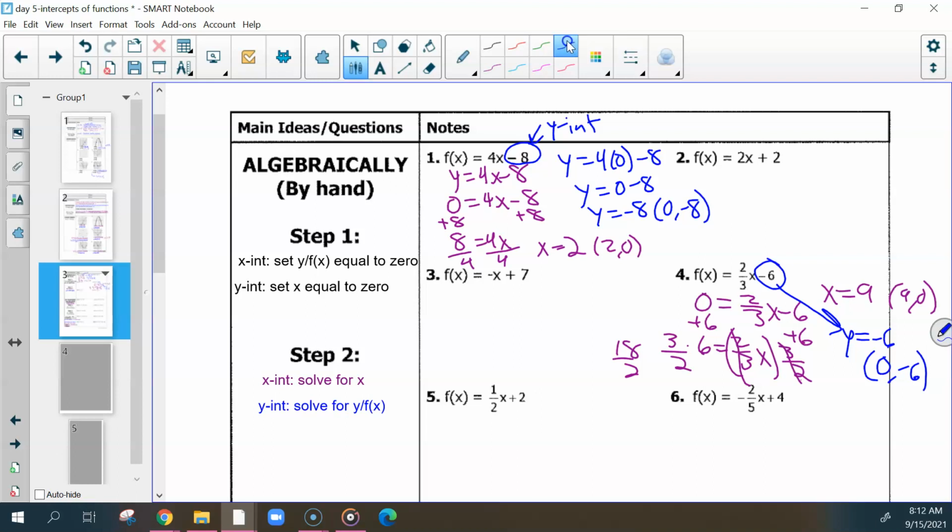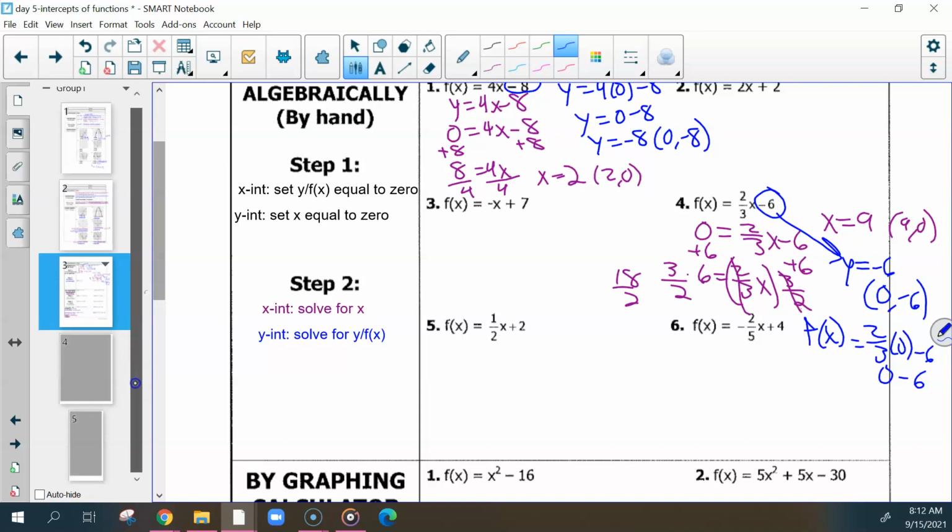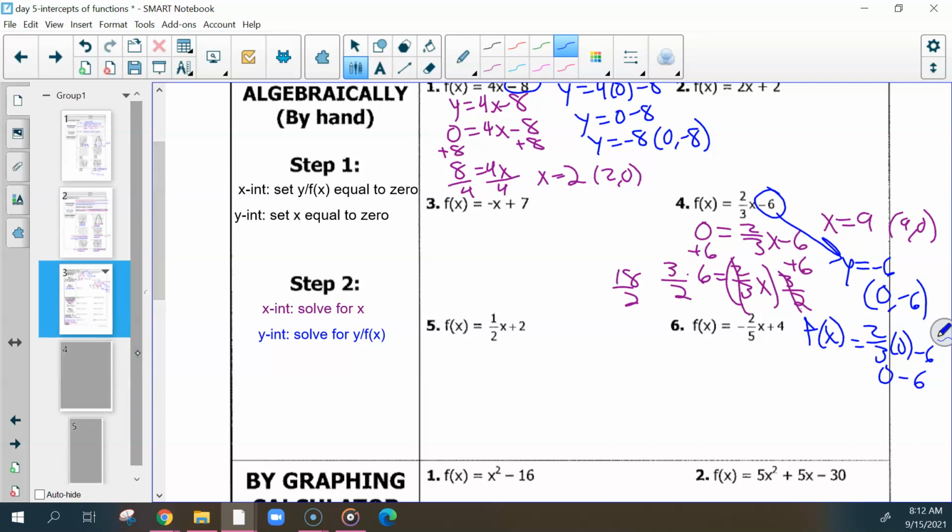Question on either of those? Why do you just get negative 6? So if I were to put 0 in for x, as x equals 2/3, this would become 0. So if you know that, then you don't need to solve for it. We'll do one more of these, and then I think that'll be it for today.